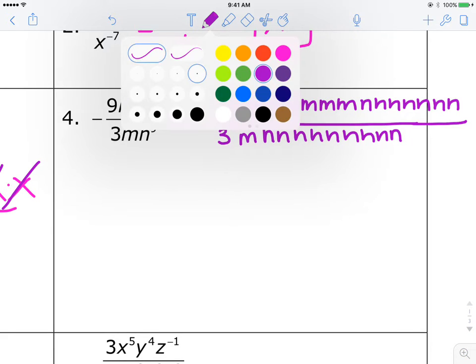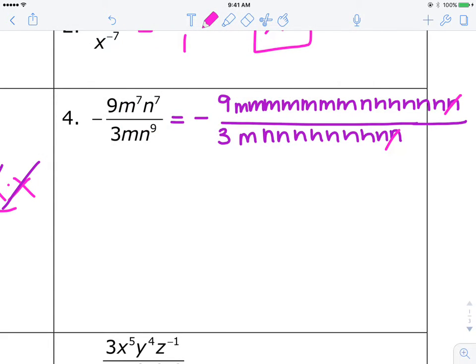All right, now we can go ahead and we can cancel. So we've got n, so top, bottom, and we cancel each n on top with one on the bottom.